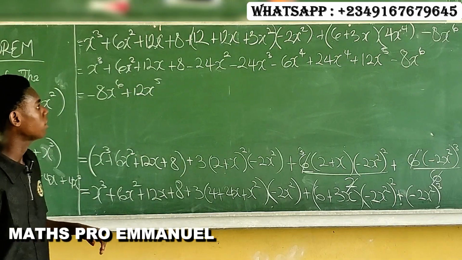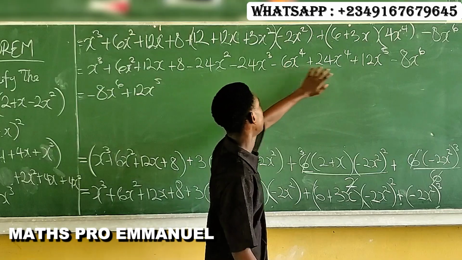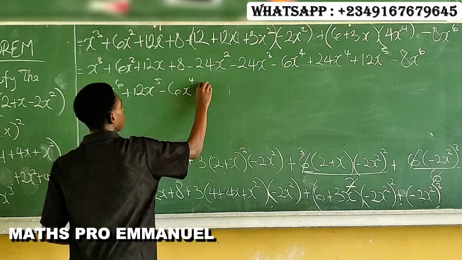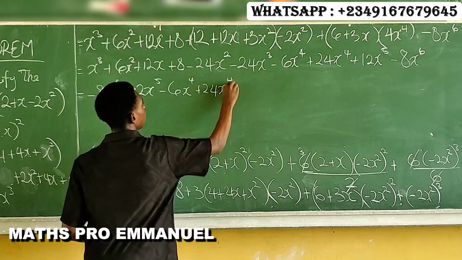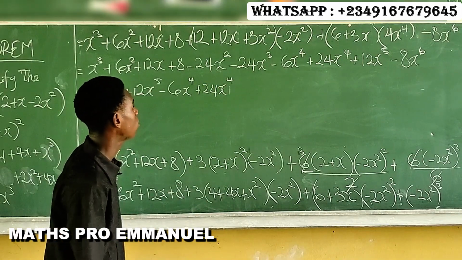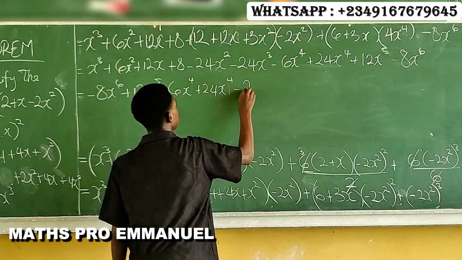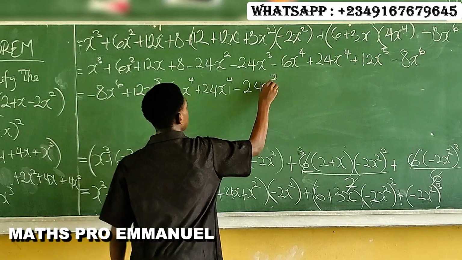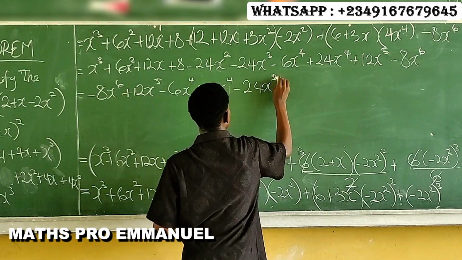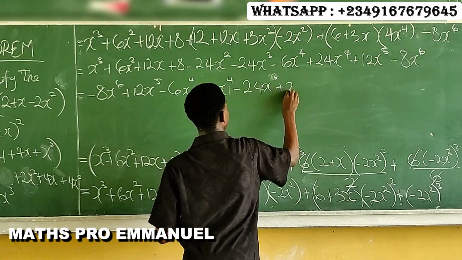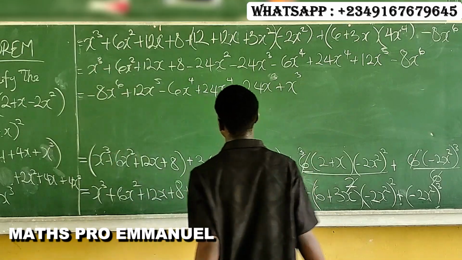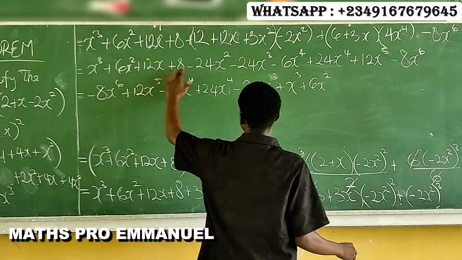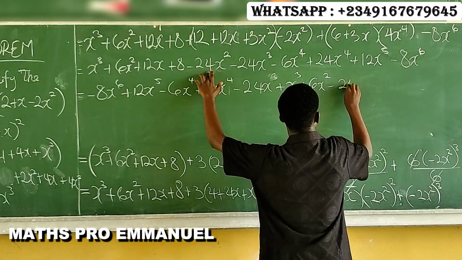And then all the ones that are raised to the power of 4. That is this and this. So I'll have minus 6x raised to the power of 4 plus 24x raised to the power of 4. And the next is all the ones with the cube. So I have minus 24x cubed, and then we have plus x cubed. That is this one. Then all the squares. So I have plus 6x squared. I also have minus 24x squared.